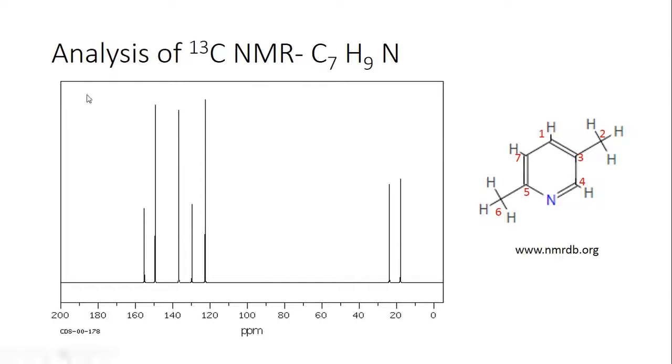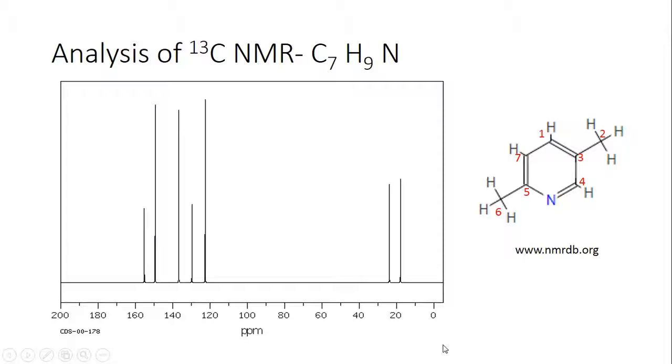So here is the NMR for a compound C7H9N, and for teaching purposes, the actual structure of the compound is here. Technically this should be unknown, but for teaching purposes it is included to give examples of how exactly you would figure out that this is your structure.